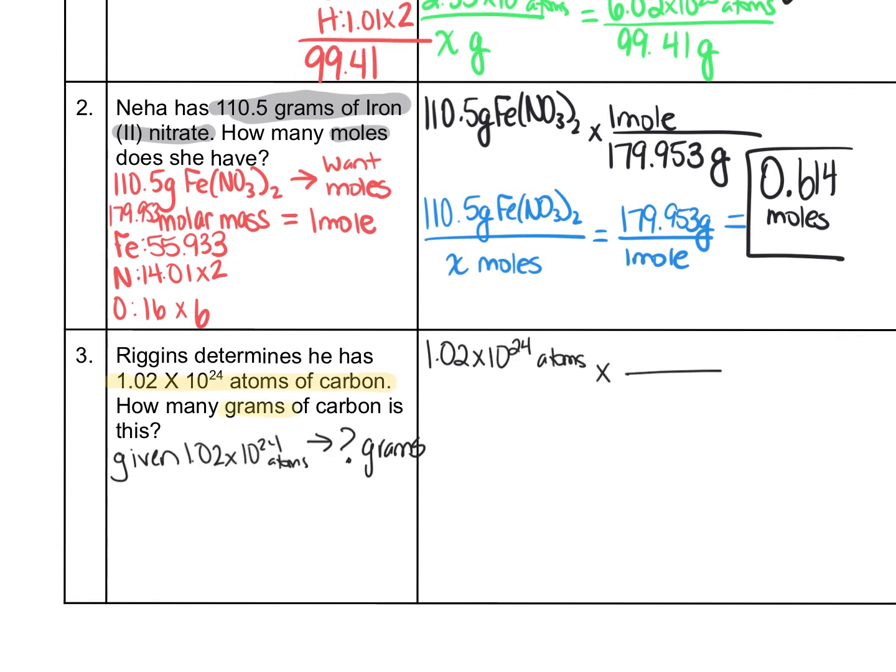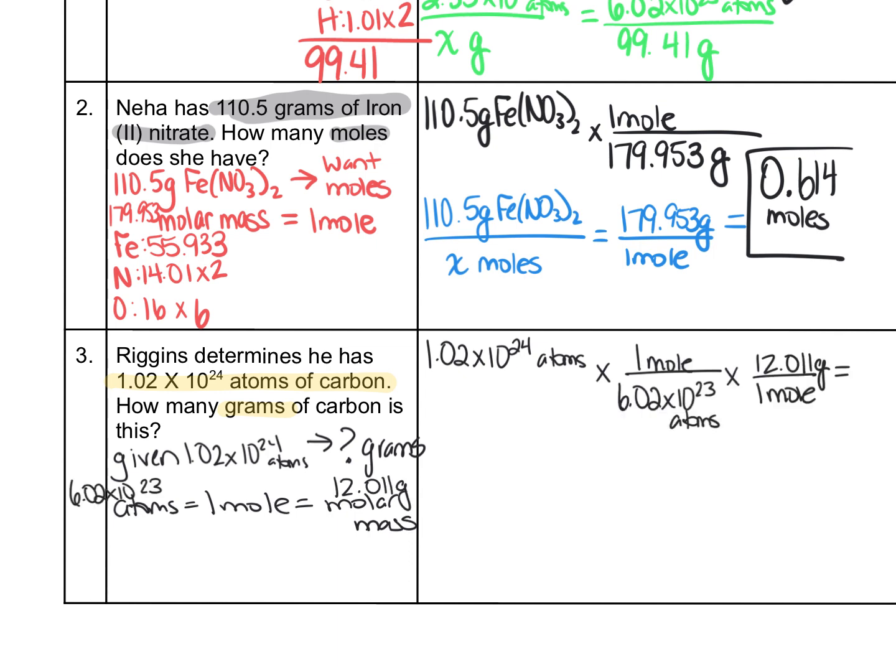So for the next problem, I'm given 1.02 times 10 to the 24th atoms, and I need to find grams. So I know the relationship of atoms to moles, and I know that 1 mole is equal to the molar mass. So those are the relationships I'm going to need to use to solve this problem. Since I need to go from atoms all the way to grams, this is technically a 2-step problem. So I have it set up as 2 steps here.